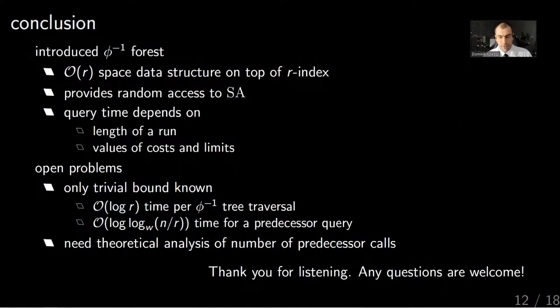So in conclusion, we introduced the Fine-Verse forest, which is an O(r) space data structure on top of the r-index. It provides random access to the suffix array, and the query time depends on the length of a run and the values of the costs and the limits. So as open problems, we have only trivial bounds. For instance, for a Fine-Verse tree traversal, because you have at most O(r) leaves, the upward and downward traversal of this perfect binary tree costs O(log r) time. Or you can do a predecessor query in that time. But we need more theoretical analysis on the number of predecessor calls.